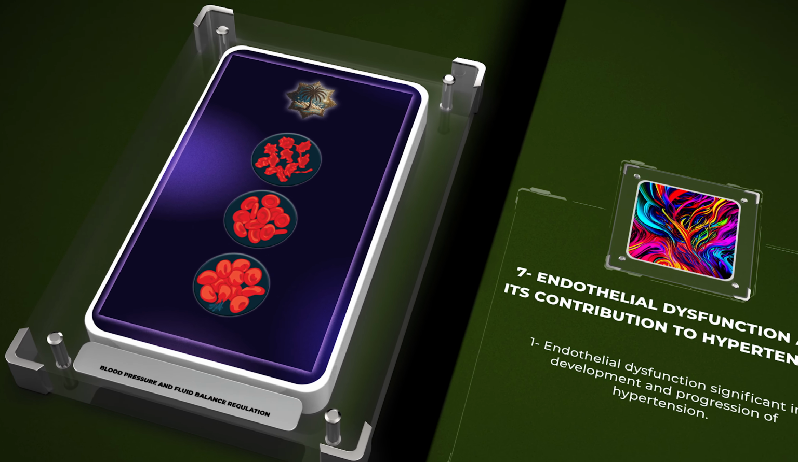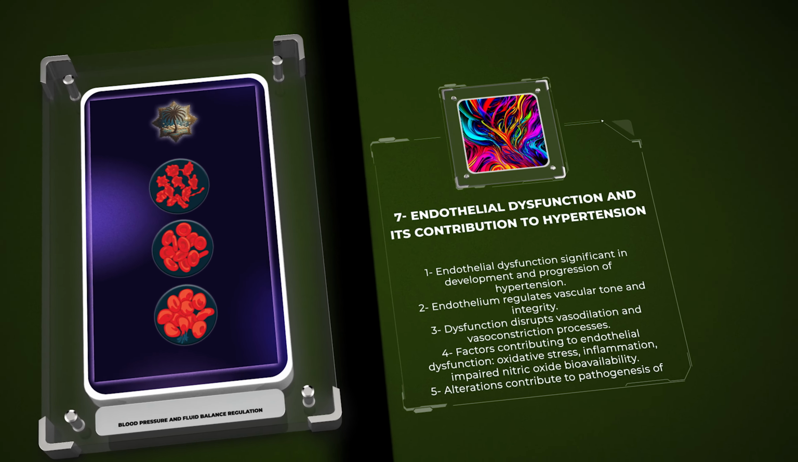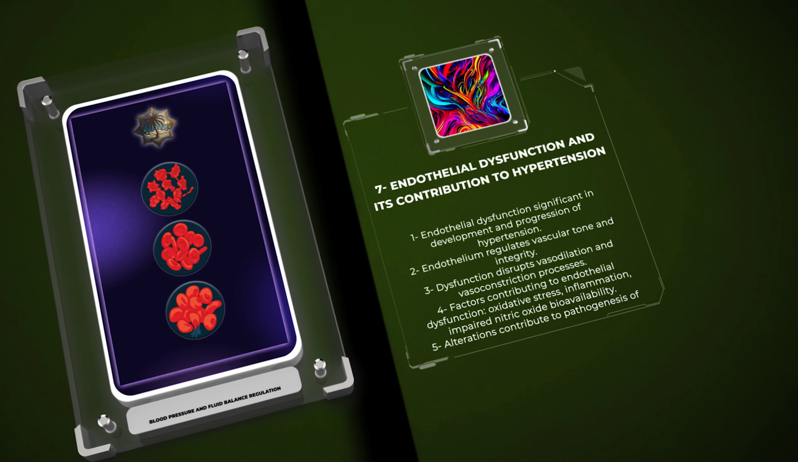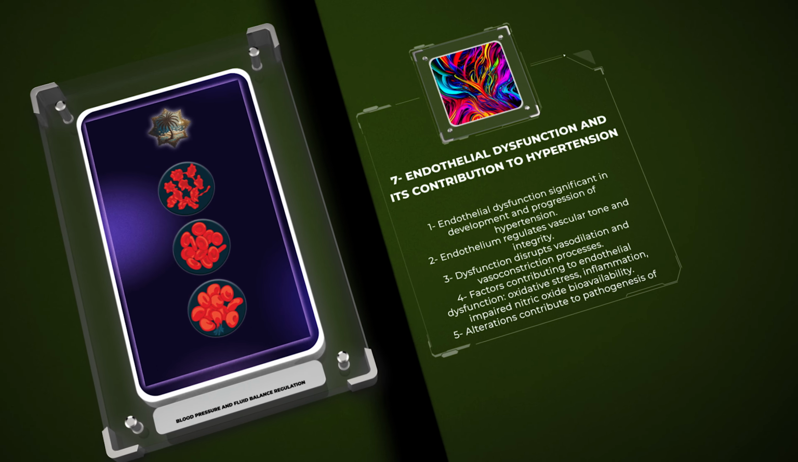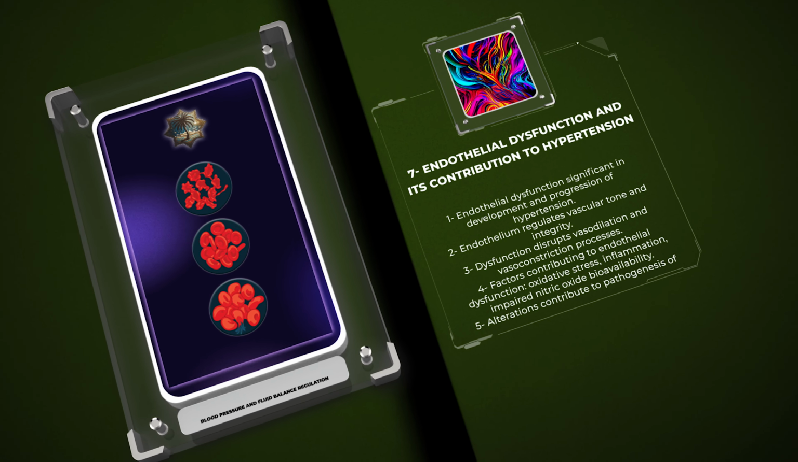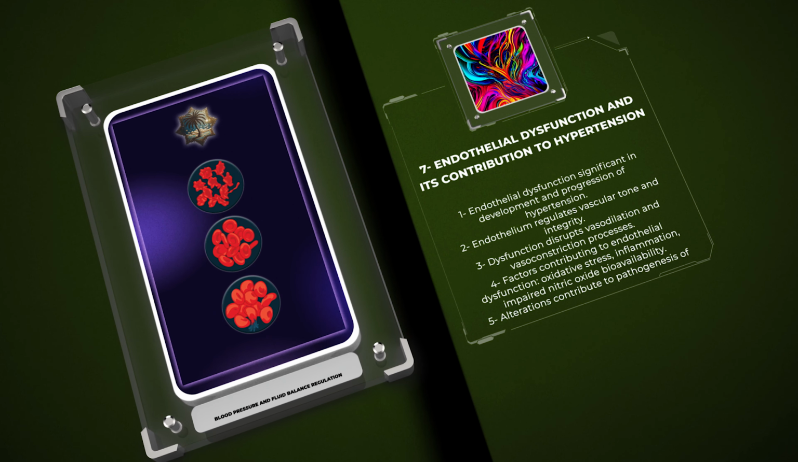The endothelium, a single layer of cells lining the inner surface of blood vessels, plays a crucial role in regulating vascular tone and integrity. Dysfunction of the endothelium disrupts normal vasodilation and vasoconstriction processes, leading to the development of hypertension. Several factors can contribute to endothelial dysfunction, including oxidative stress, inflammation, and impaired nitric oxide bioavailability.